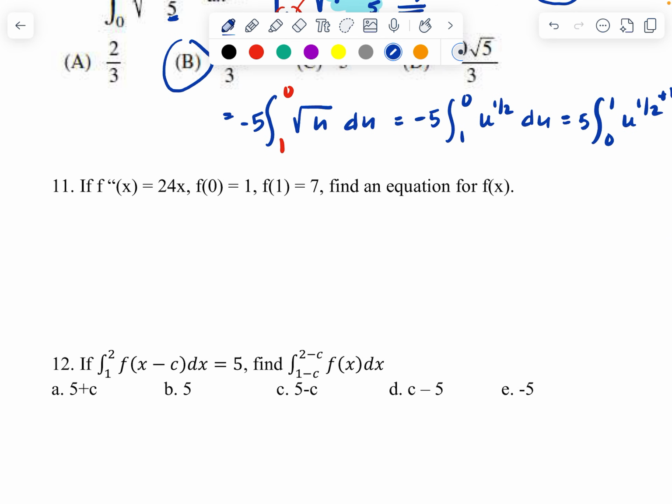All right, it says f double prime. Oh, I don't know if I wrote this. It should look like this. Sorry. F double prime is 24x. F of 0 is 1. F of 1 is 7. Find an equation for f of x. Okay, this is a really old question.